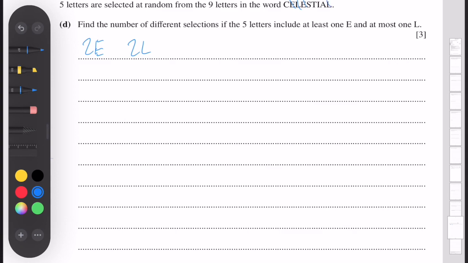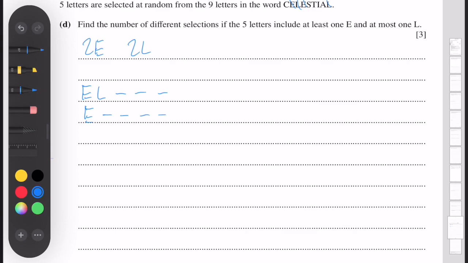And now we list down all the scenarios of 5 letters including at least one E and at most one L. So we start with one E and at most one L. So one E, one L. That leaves us with 3 empty slots. Then we have one E, no L's, so 4 empty slots.